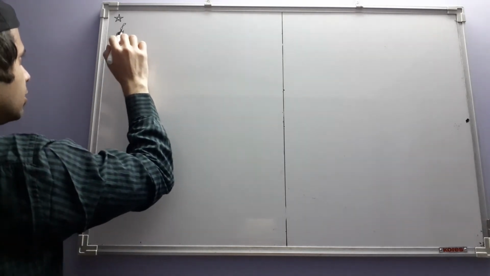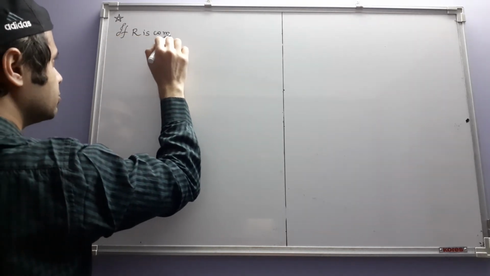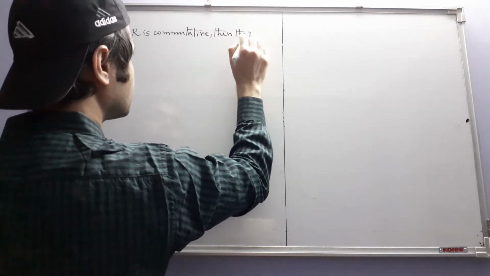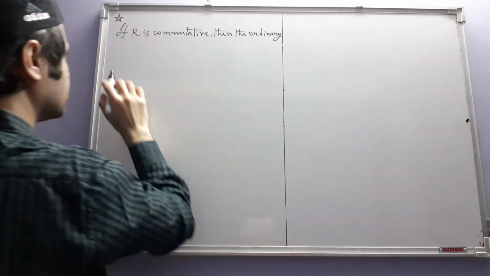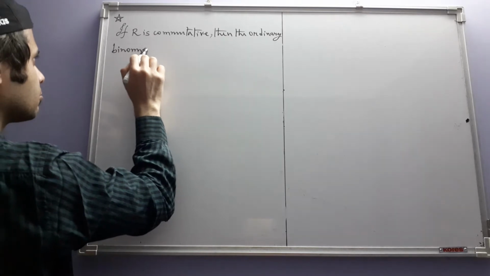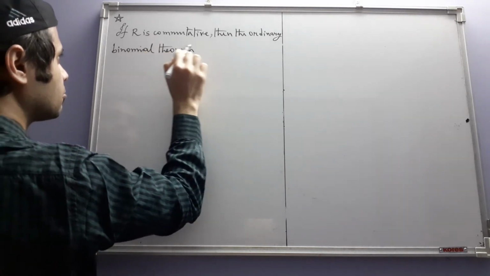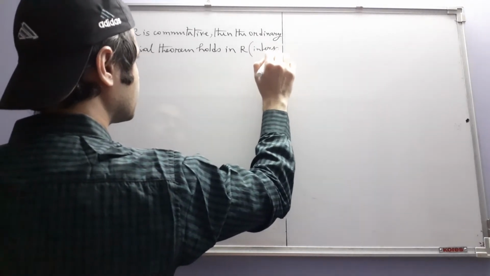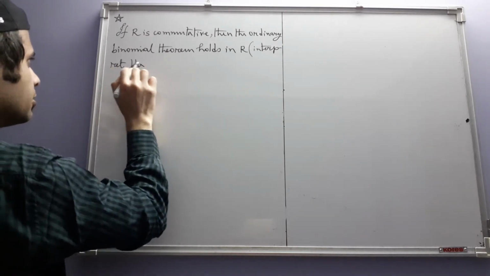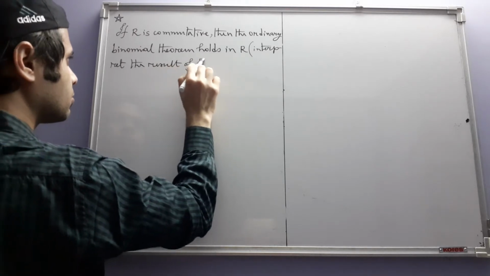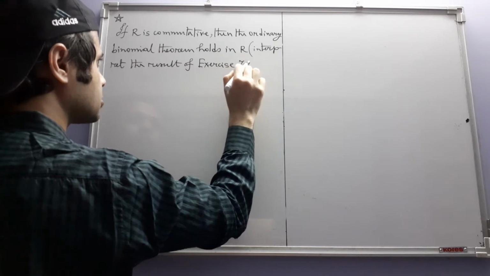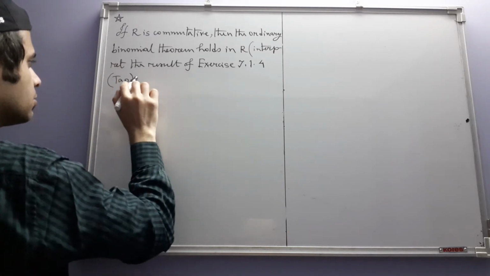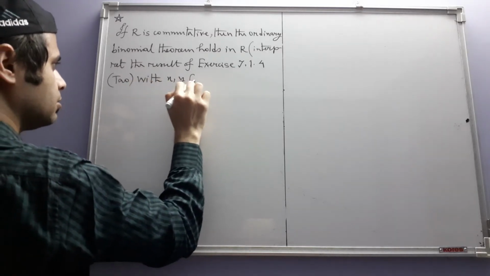But in particular, if R is commutative, then the ordinary binomial theorem holds in R. And in this regard, one can interpret the result of exercise 7.14 from Tao's Analysis 1 with x and y from the ring.